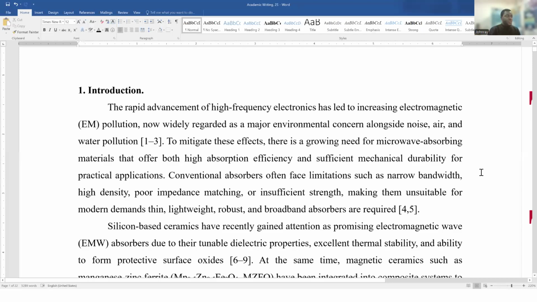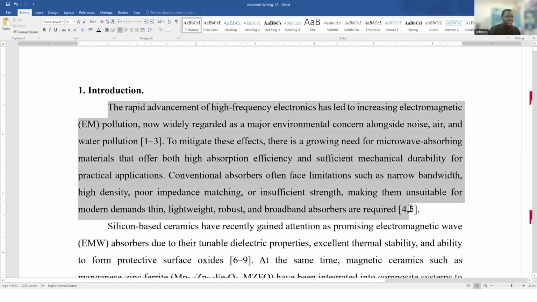So we can see that in this first part the person has established the broader knowledge. It said the rapid advancement of high-frequency electronics has led to increasing electromagnetic pollution. He's stating a broader thing to say that, yes, there's advancement in the world and a lot of things are being done, but there is also a problem. He has made a point to say that electromagnetic pollution is still there. So if you can see the first paragraph, I don't know if anyone is there to read for us. If you can just open your mic.